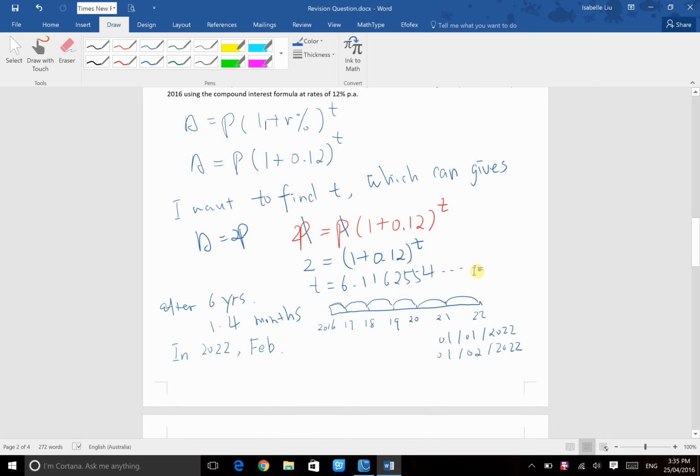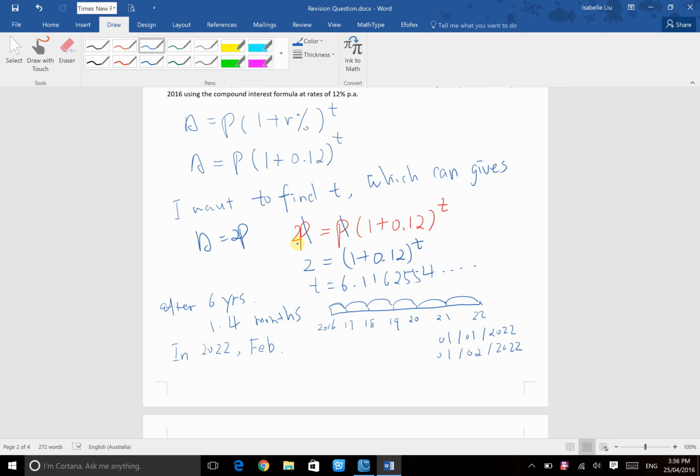Okay, that's all the working process. So we write up the formulas and we substitute the values in. We make A equal 2P because we want to double that. So we have 2 equals 1 plus 0.12 to the power of t. And I solve t by the calculator. I have t equals 6.11 years. So that's 6 years and 1.4 months.